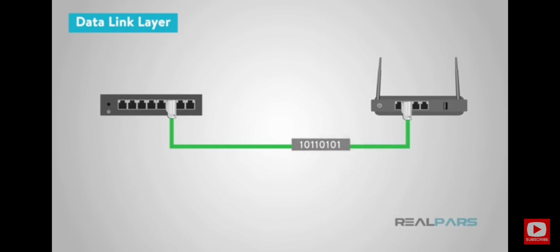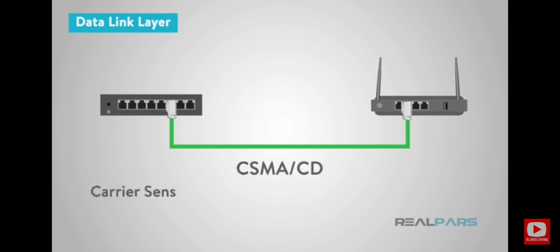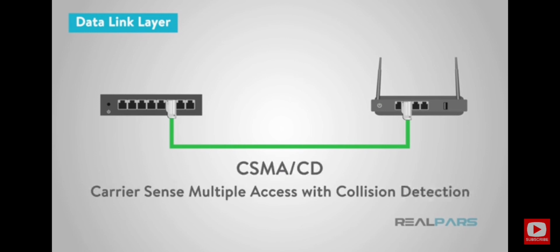Ethernet transmits data packets in this data link layer by using an algorithm called CSMA-CD, or Carrier Sense Multiple Access with Collision Detection. CSMA-CD is used as a standard for Ethernet to reduce data collisions and increase successful data transmission.